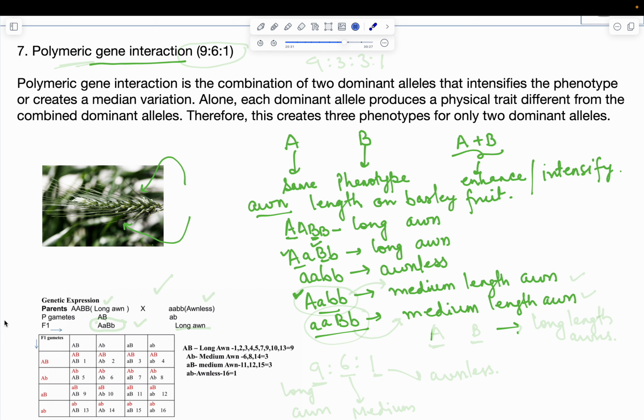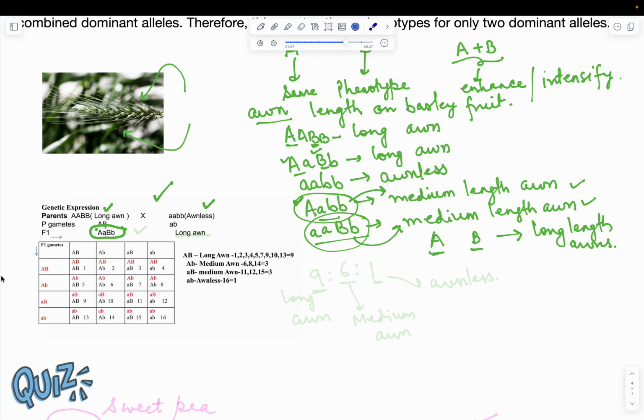So the point is, alone they produce some phenotype, which is medium length awn, but together they intensify the phenotype, they produce long awns on barley fruit. You can look at this cross: this is long awn, this is awnless variety, both were crossed, and a hybrid was produced in the F1 generation. Very obviously both the dominant alleles are together, so it will produce long awn.